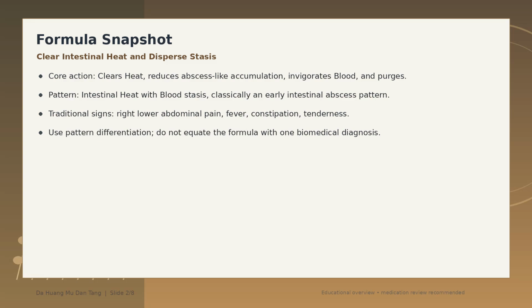Typical clues include right lower abdominal pain, fever, constipation, tenderness, rapid pulse, and a yellow greasy coat. These findings are not all required, and the same biomedical diagnosis can present with different Chinese medicine patterns. Conversely, these traditional signs can arise from multiple biomedical conditions. That is why pattern differentiation and conventional red flag screening should occur together.